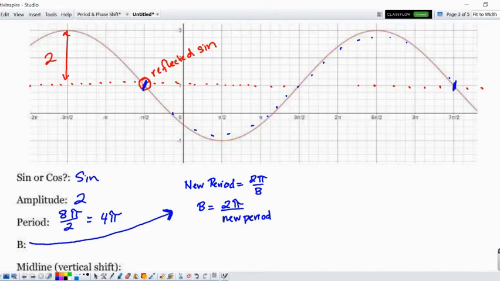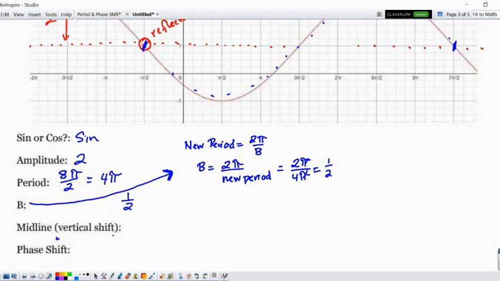And we see that b is taking the old period of 2 pi and dividing it by the new period. So let's do 2 pi divided by 4 pi, and that's going to reduce to 1/2. So when we go to write our equation, the b value that changes the period is 1/2. Should also make sense. We're only seeing half a cycle within 2 pi units, where we used to see a full cycle. Midline vertical shift, we drew that in.